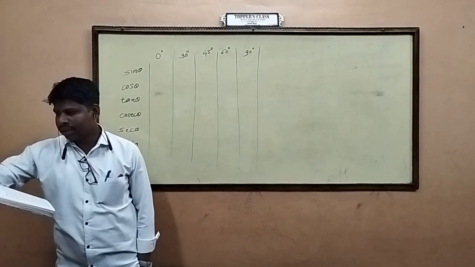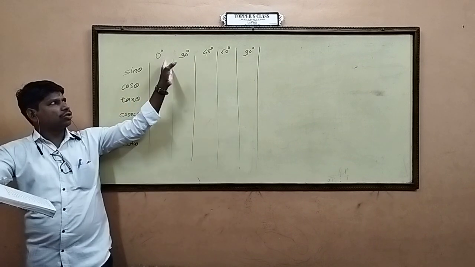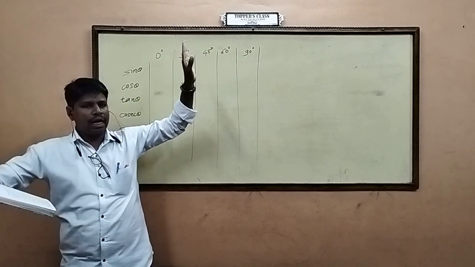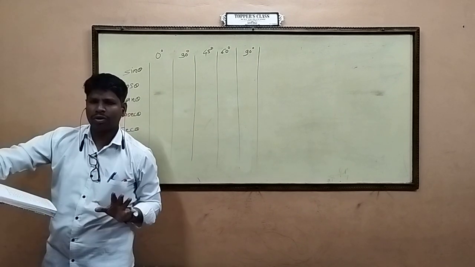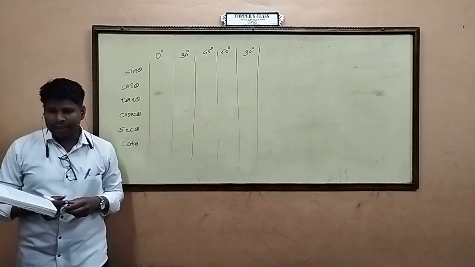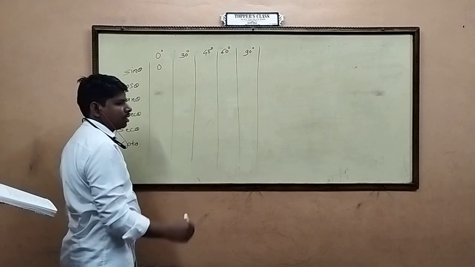Now we'll see the trigonometric ratios and their values when the angle is 0 degrees, 30 degrees, 45 degrees, 60 degrees, and 90 degrees. How can we write them down? We just have to learn the values of sine theta. What is the value of sine theta? If you take sine 0 degrees, you will get the answer 0.